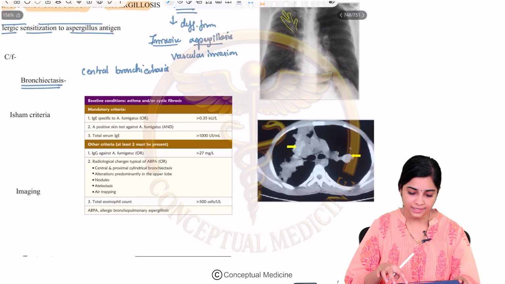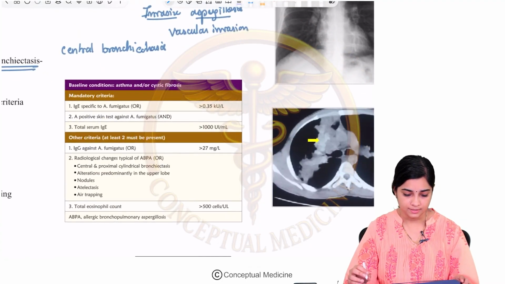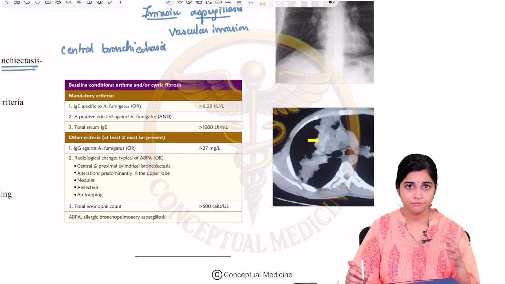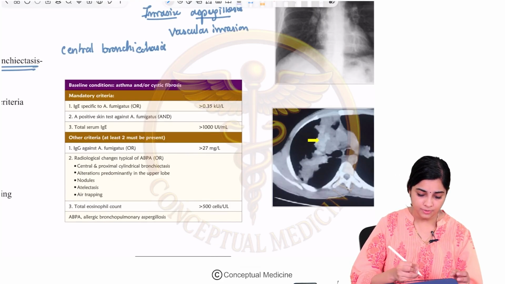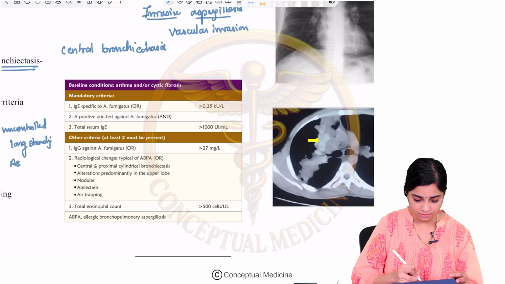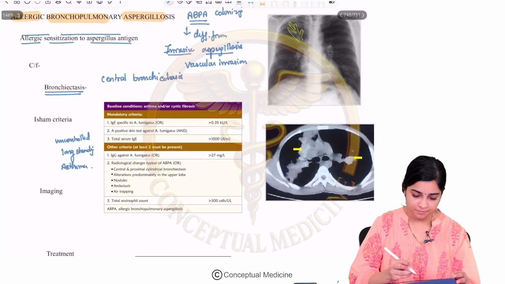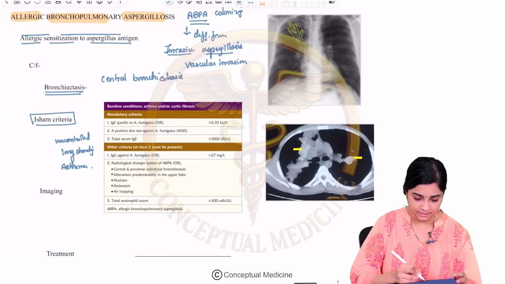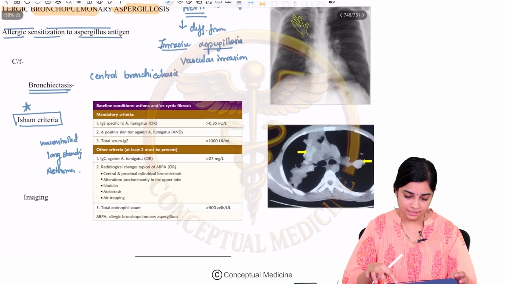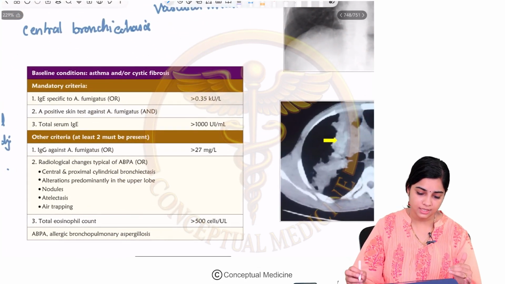The diagnostic criteria for ABPA, very importantly: when will you suspect it? You will suspect it in any patient with uncontrolled, long-standing asthma. And the diagnostic criteria for ABPA is the ESHAM criteria. The name is ESHAM criteria. So what are the characteristic points under this ESHAM criteria?